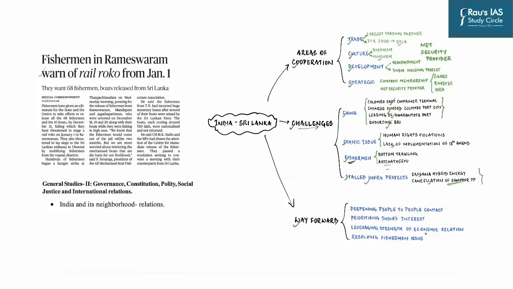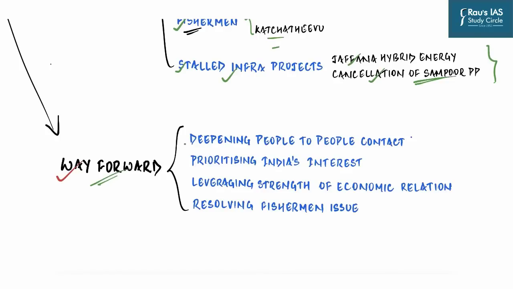And so this brings us to the issue of how to go about India and Sri Lanka relations moving forward. What is the way forward so that we can resolve these issues? So moving forward, since India and Sri Lanka have close cultural ties, both countries should focus on deepening people to people contact. Apart from that, India should also insist on Sri Lanka to prioritize India's interest in defense as well as in the geostrategic arena, which are non-compromisable.